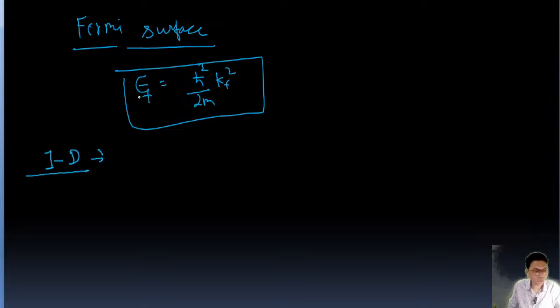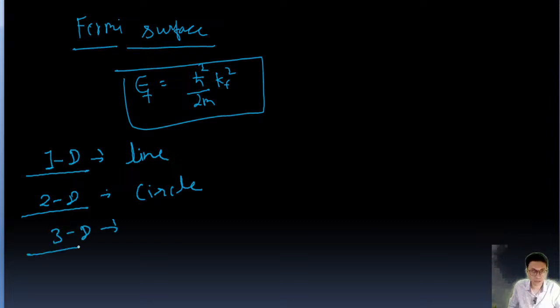The Fermi surface in 1D is a line, guys, just a line, okay? And in 2D, the Fermi surface is a circle, okay? And in 3D, the Fermi surface is a sphere, guys. This is simple, basic information, okay?